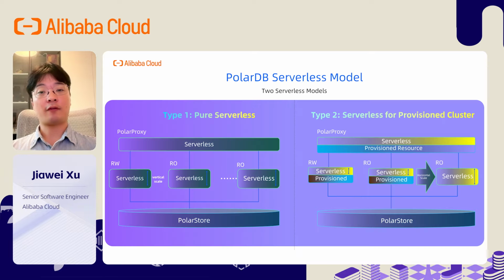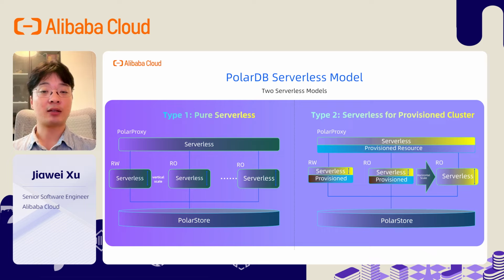PolarDB serverless offers two distinct models to fit different operational needs. Type 1 is pure serverless. Here, all your compute nodes, both read-write and read-only, are entirely serverless. They scale dynamically, even down to 0, meaning you only pay when your database is active. This model is perfect for highly variable workloads.